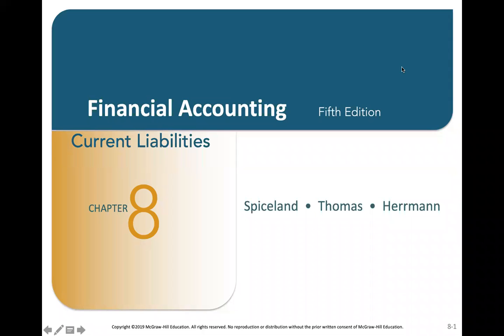Chapter 8, Current Liabilities. In the 4 preceding chapters, we have worked our way down the asset side of the balance sheet. First, we looked at cash in depth. Then we looked at accounts receivable. Next, we looked at inventory. And finally, we looked at long-term assets in the previous chapter. Starting with this chapter, we'll move to the other side of the balance sheet and look at current liabilities.